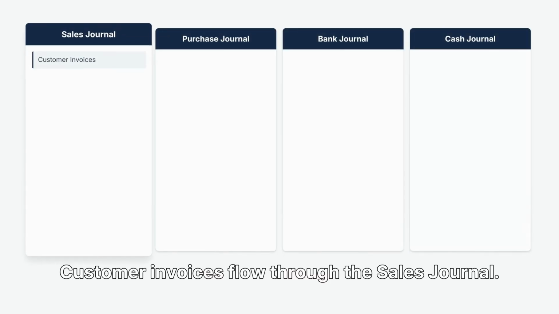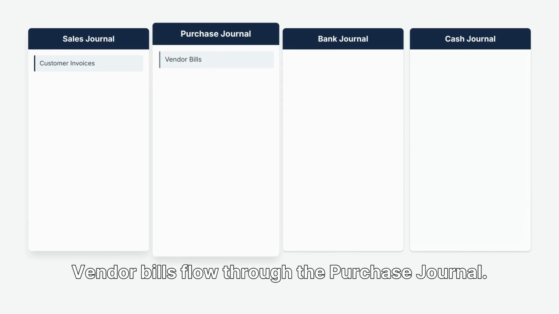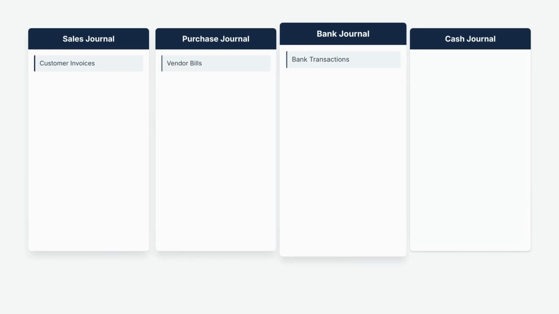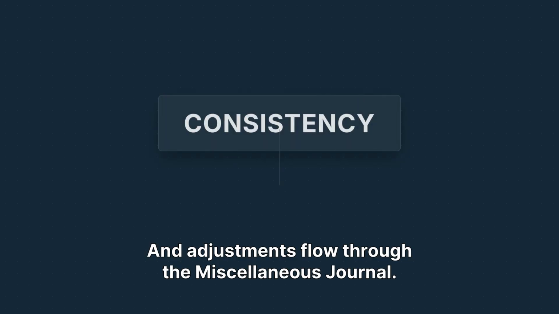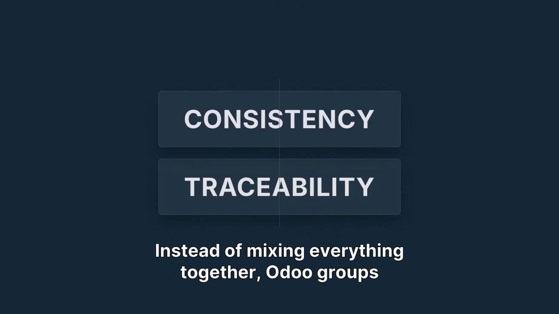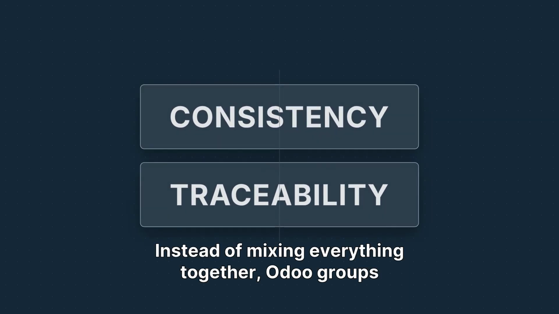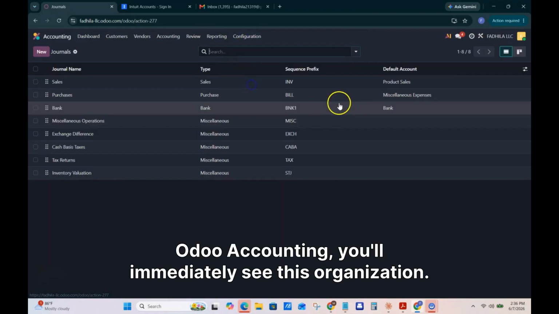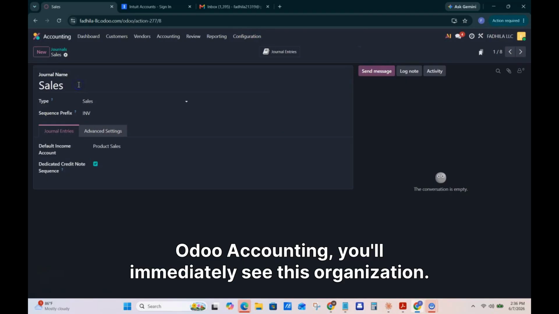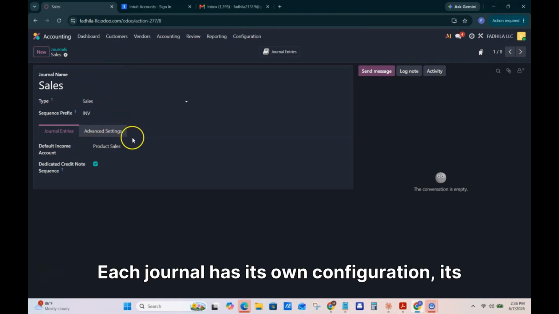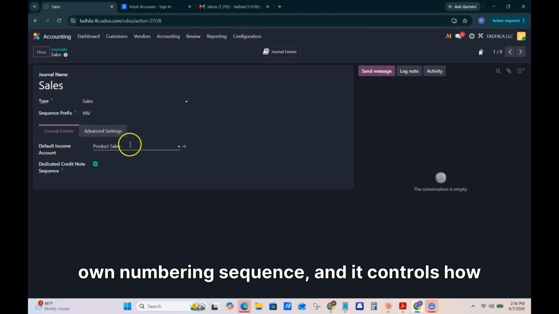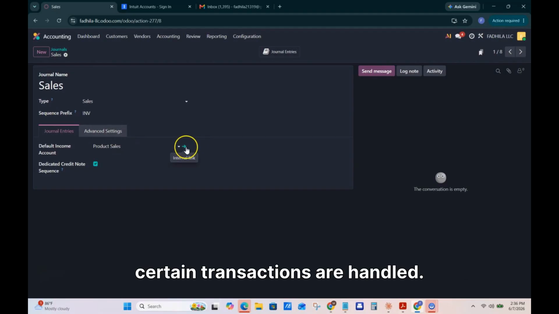Customer invoices flow through the sales journal. Vendor bills flow through the purchase journal. Bank transactions flow through the bank journal. And adjustments flow through the miscellaneous journal. Instead of mixing everything together, Odoo groups transactions by their purpose. When you open the Journals menu in Odoo Accounting, you'll immediately see this organization. Separate journals for sales, purchases, and banks. Each journal has its own configuration, its own numbering sequence, and it controls how certain transactions are handled.